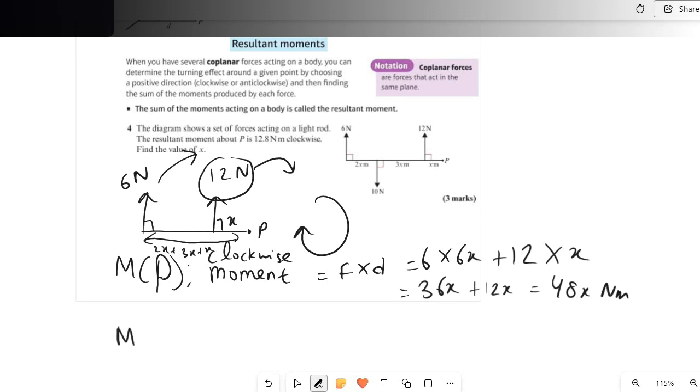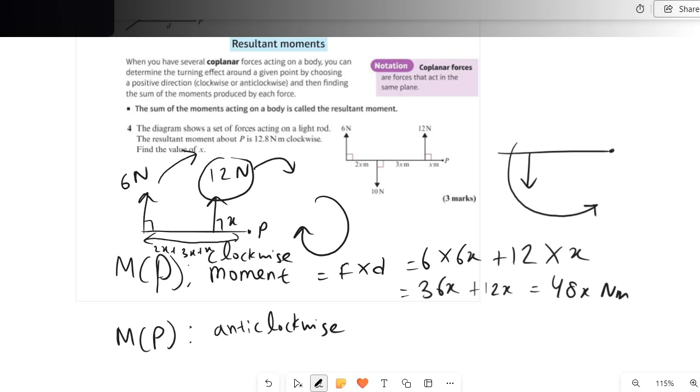And taking moments about P again, we can find the anticlockwise moment, which will be caused by the 10 Newton force, which is acting downwards. As you can see, if you allow this force to move, it's going to cause a rotation in this direction, which is the anticlockwise direction. So the anticlockwise moment is going to be force times distance, which is 10 newtons multiplied by 4x. So 10 times 4x giving us 40x Newton meters.